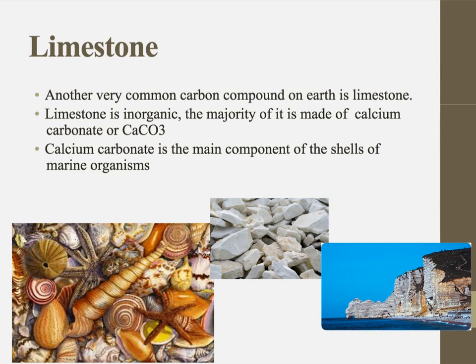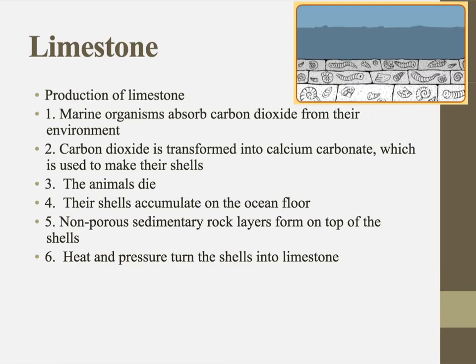Now, how did we get this limestone? Well, this limestone used to be the shells of marine organisms. So it's an inorganic compound that is made by living things. The production of limestone pretty much goes something like this. We have carbon dioxide in the environment. Those marine organisms are going to absorb some of that carbon dioxide in order to make their shells. Eventually, sad story, all of these animals are going to die, and those empty shells are going to start to accumulate and build up on the ocean floor.